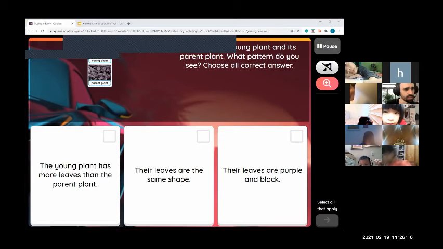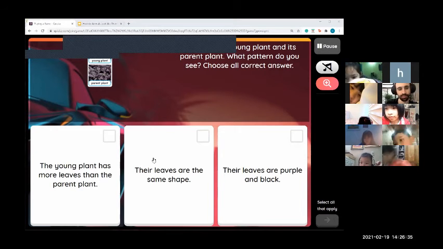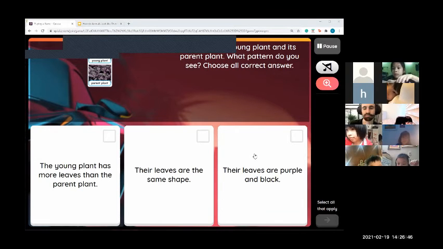Let's try Ming Tu. Ming Tu, what answer should I select? Should we choose the young plant has more leaves than the parent? No. No. Okay. And how about their leaves are the same shape? Are their leaves the same shape? No. We have to, okay. And their leaves are purple and black. Yes. Yes.